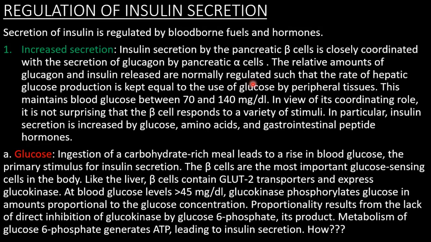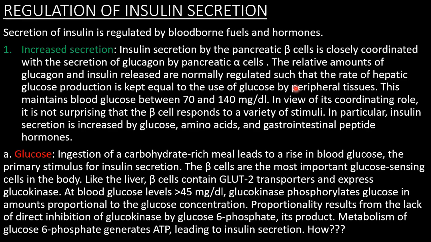If you have increased glucose usage by the peripheral tissue, say when you are running, your muscles will take up the glucose, so there will be low glucose levels in the blood. So insulin secretion will be decreased, but glucagon will be increased so that we can replenish the blood glucose levels. Then when you are not using the glucose, or after a meal, the blood glucose levels become very high. So you want to reduce these blood glucose levels.